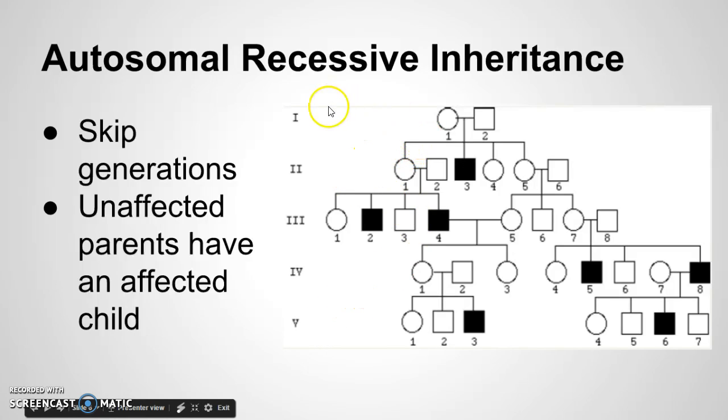Well, let's look at this. In Generation 1, 1 and 2 have 1 child that has the disorder. Now 5 is one of their children.